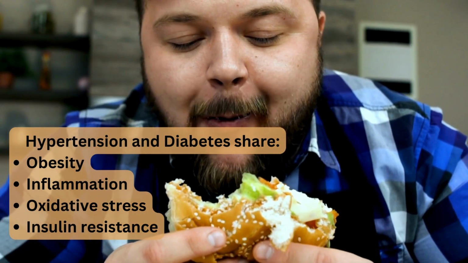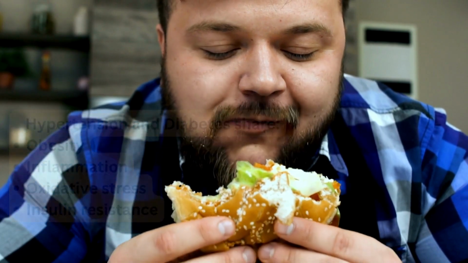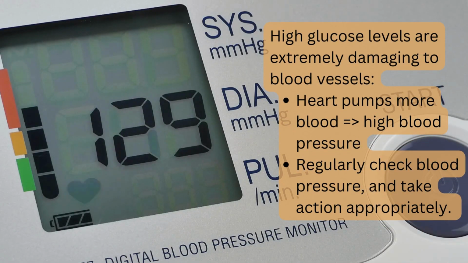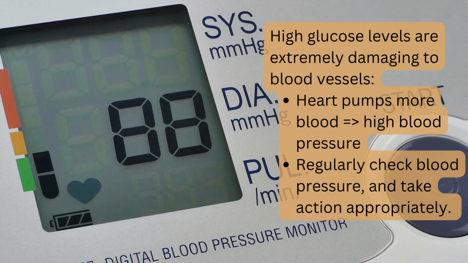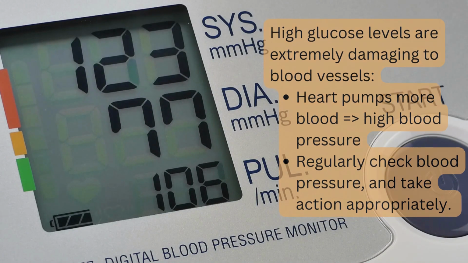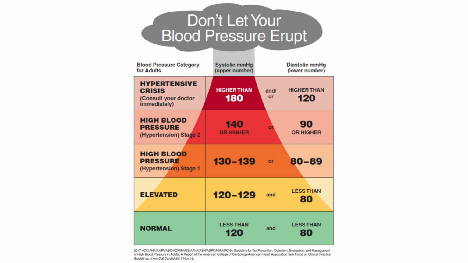So what exactly is the connection between the two? High glucose levels in the bloodstream are very damaging for the blood vessels. Because of this stress on the vessels, the heart pumps more blood, resulting in hypertension. It is important to have regular checkups of blood pressure levels to take action if the measurements are not in the normal ranges. This chart provides information about the different ranges of blood pressure and what they indicate. It is a good idea to keep a log of your blood pressure entries to see the trends and how different activities, foods, and stress levels affect your blood pressure.